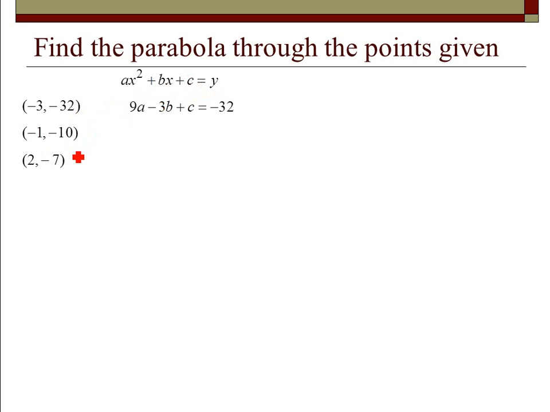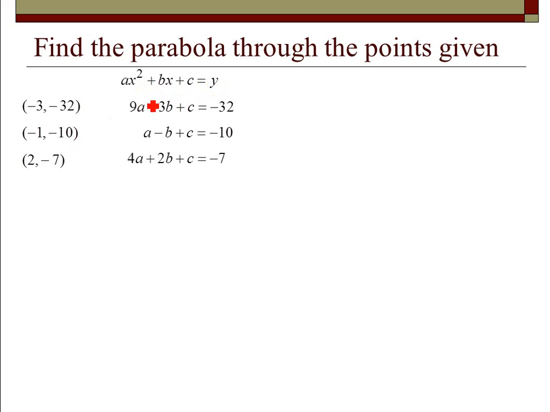Now I'm going to plug in -1, -10. -1 squared is 1, so I get a minus b plus c equals -10. Then I'll plug in 2. I get 4a plus 2b plus c is equal to -7.